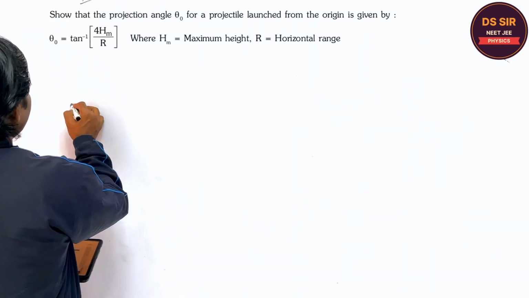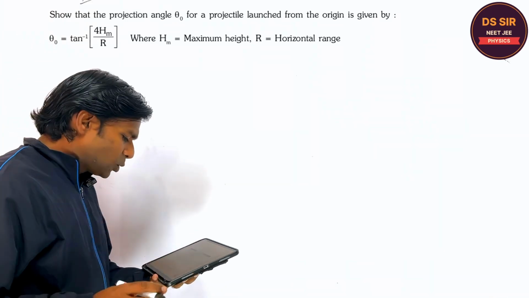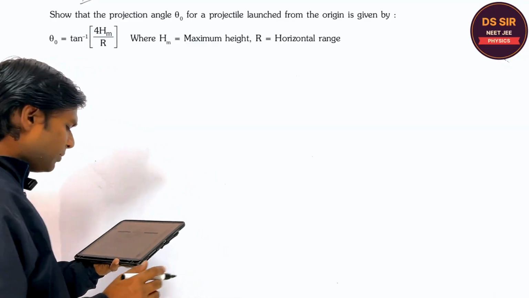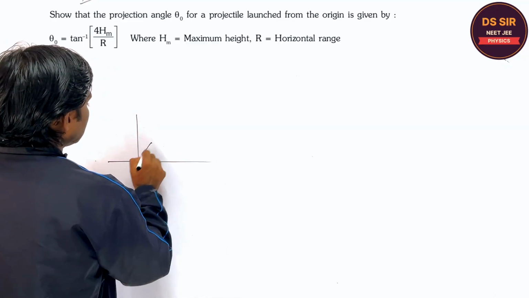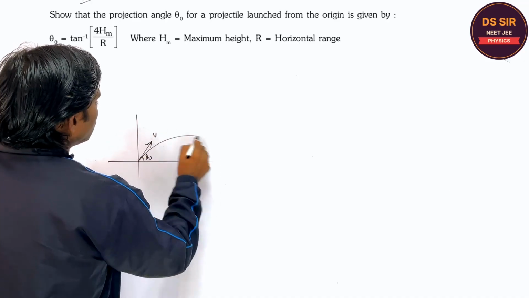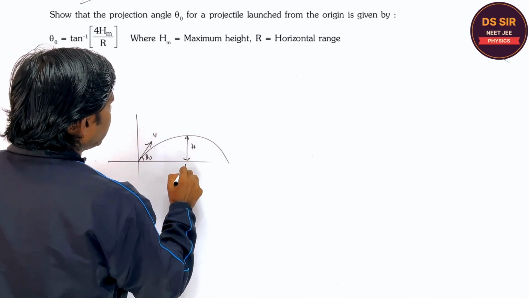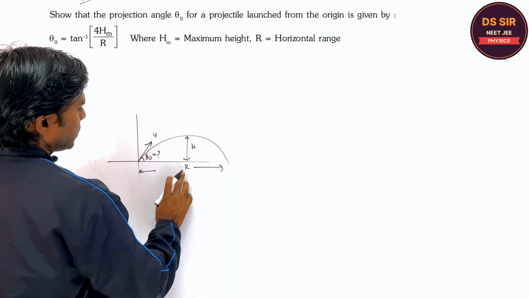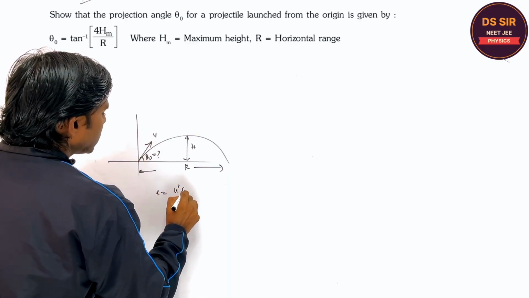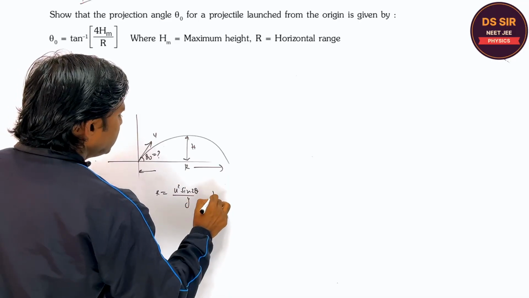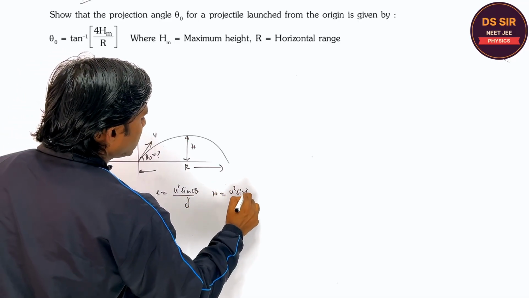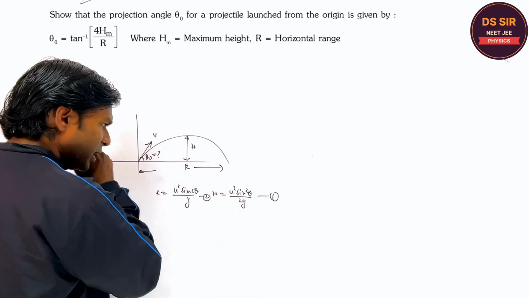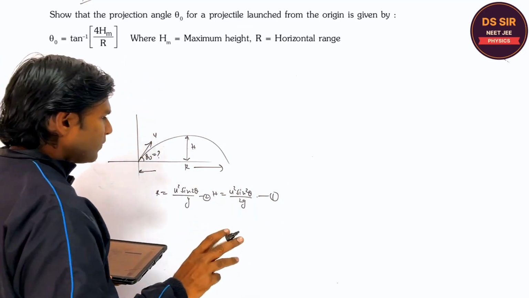Copy this. So in the next example, show that the projection angle theta for a projectile launched from the origin is given by this. Right, the maximum height and horizontal range are given. Suppose the angle is theta naught. So this is the maximum height and the range, and they are asking the angle theta naught, the angle of projection. Here the range is u square sine 2 theta upon g. The maximum height is u square sine square theta upon 2g. This is equation 1, equation 2. Right. So we have to find the value of tan theta.